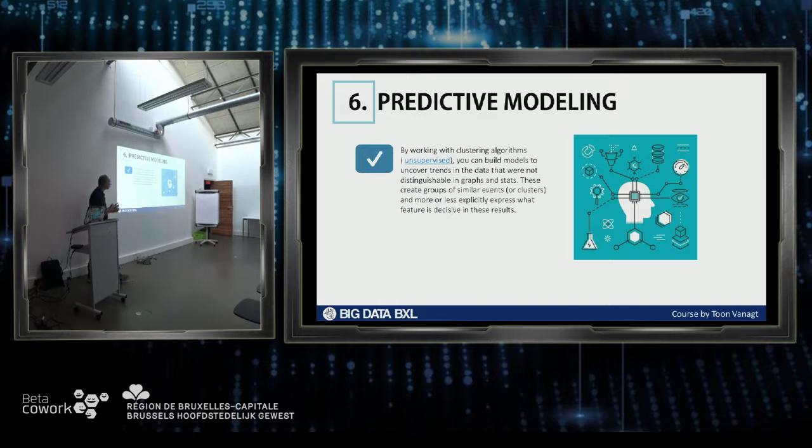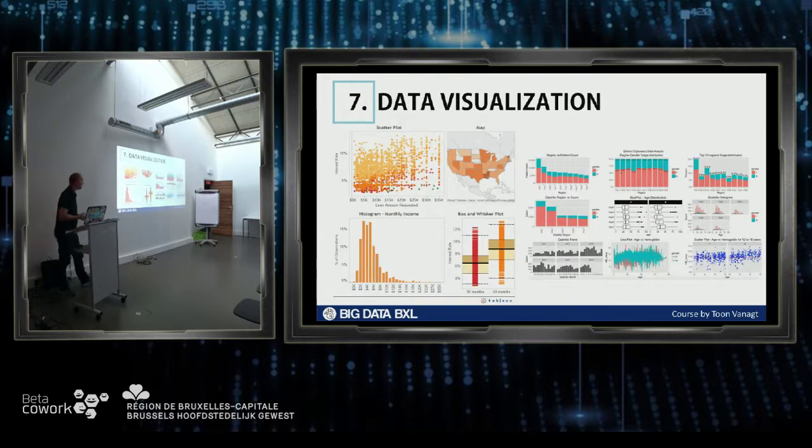So we create groups of similar events, we cluster them, and we explicitly express what feature is decisive in the results. That's the whole important part: find the features that influence your end results. That's what the whole modeling is about. And then the data visualization, we already spoke about a few before.